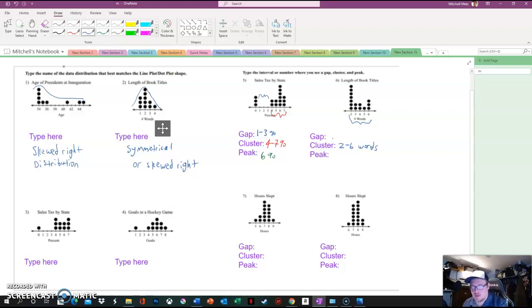So I'm going to put, again, the same color. Oops, I did the wrong color again. Sorry, guys. I want to make sure this stays. So this is none. And then my cluster is 2 to 6 words. And then my peak. My peak is where most of my data is. Most of my data is right here. If you see how tall it is, it's the tallest one. So 2 is where my peak is. So I'm going to keep it 2.